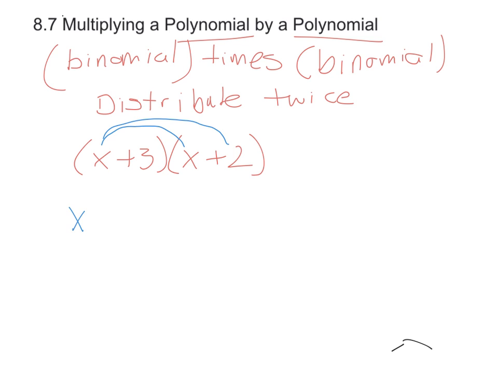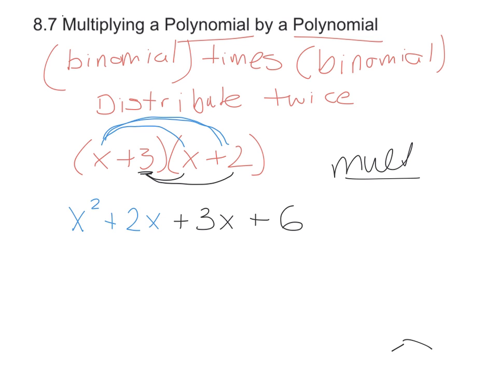So that would give me x times x is x squared, and then x times 2 is 2x. Now I have to take this second term, and I have to distribute that twice. So I'm going to distribute it here and distribute it there. So that gives me plus 3x plus 3 times 2 is 6. Just remember you are always multiplying.